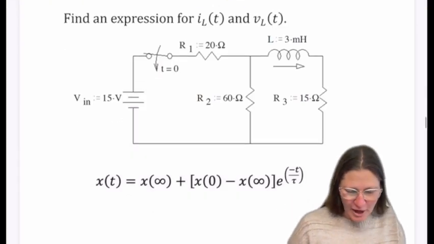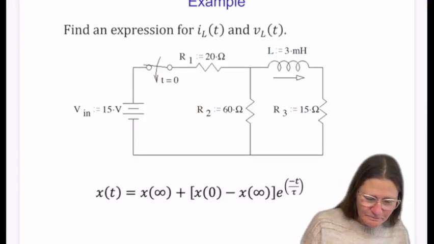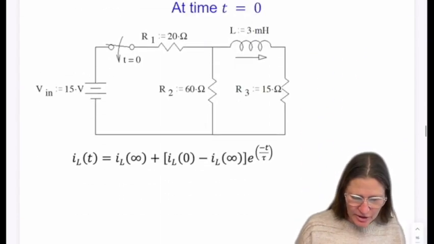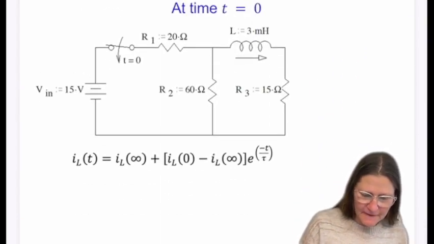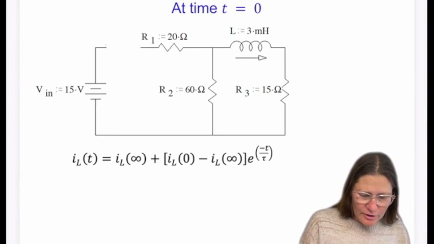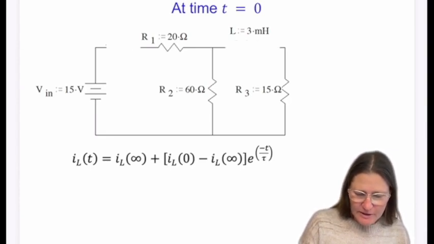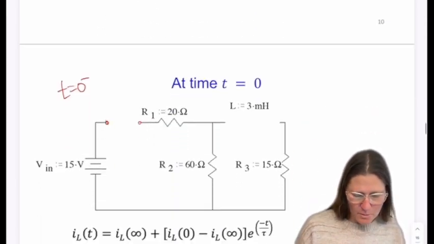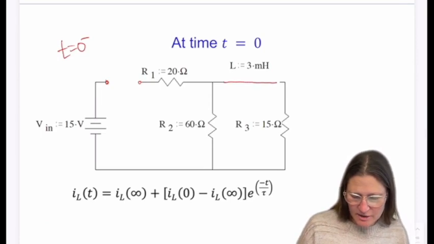Okay, so finding an expression for this. Same steps, we're going to redraw the circuit each time. Right here. So in this case, at t equals 0 minus, the switch was open, and then this becomes a wire.